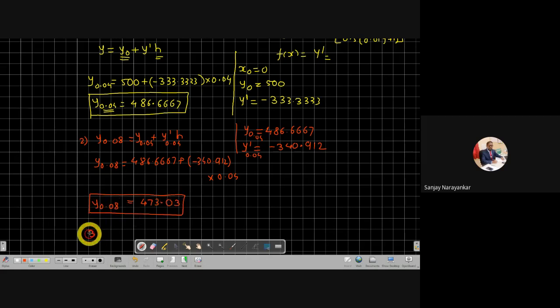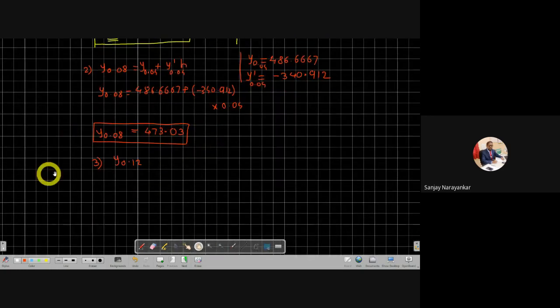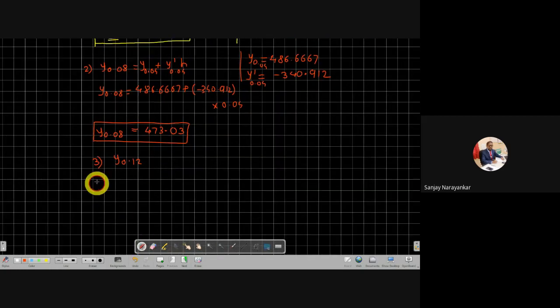Now you have to go for the next iteration again. Means here you will have 0.12. Similarly you will have the fourth, y at 0.16, and fifth you will get y at 0.2, and this is nothing but your answer.